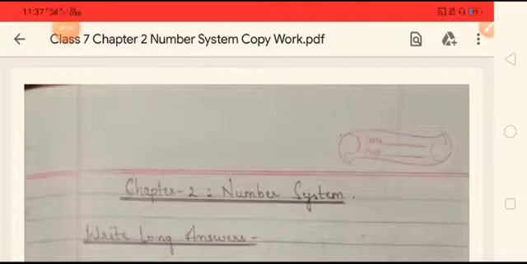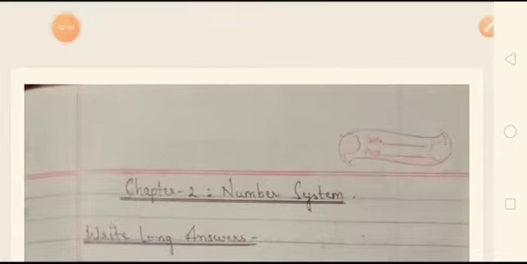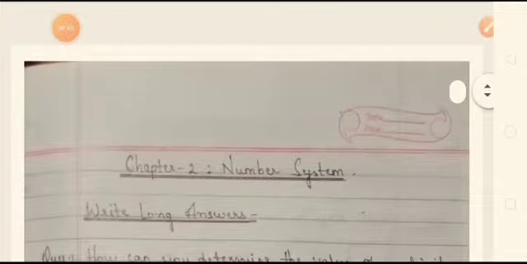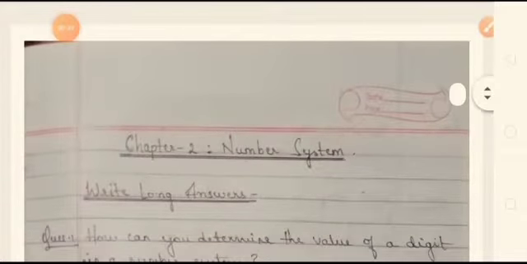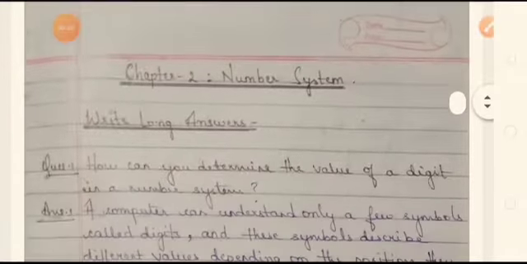Today we are going to go through the video notes of chapter number 2, number system. There are certain question answers given in your books, and some of the questions we have to do in the copy. So let us understand what those questions and solutions are.